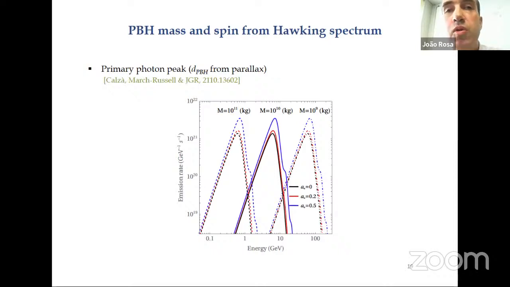The idea is that we would detect these evaporating black holes from their Hawking emission spectrum, from the photons they emit. In our first paper with John March-Russell, we just observed that this is the nearly black body spectrum for black holes with different masses. So you see lighter black holes, they peak at higher energies because they have a larger Hawking temperature. And you can see the effects of having spin. So having spin from 0, 0.2, and up to 0.5, you see that it increases the height of this peak.